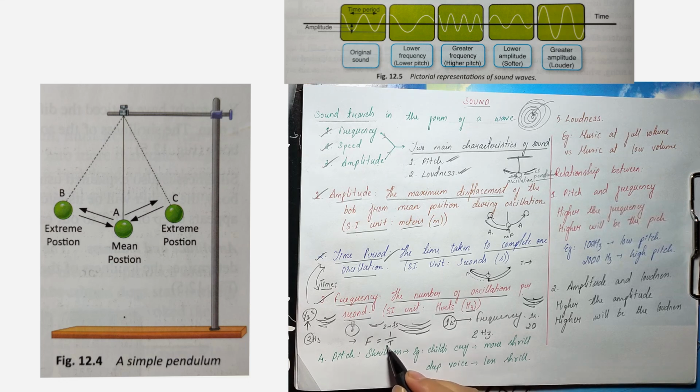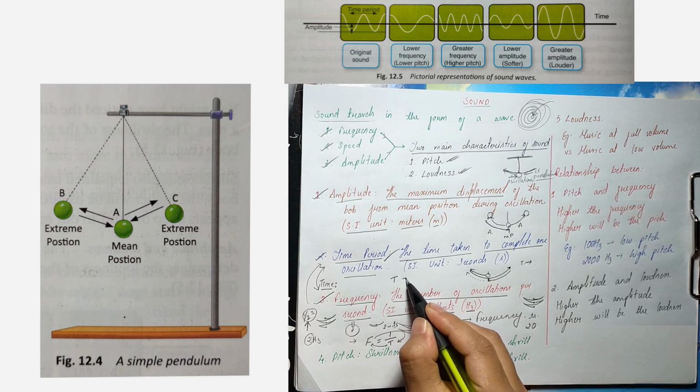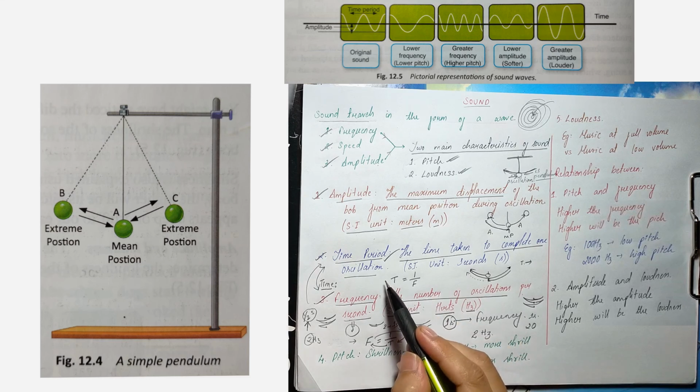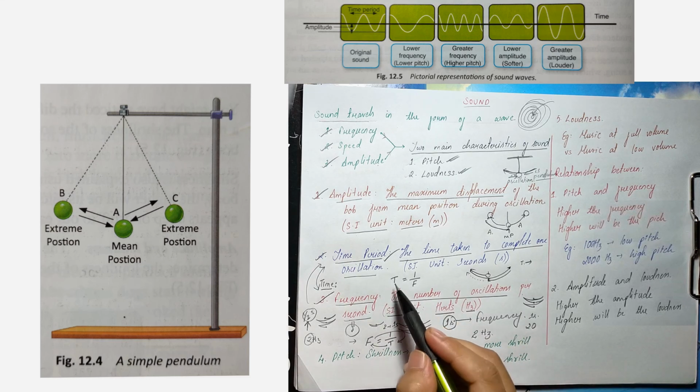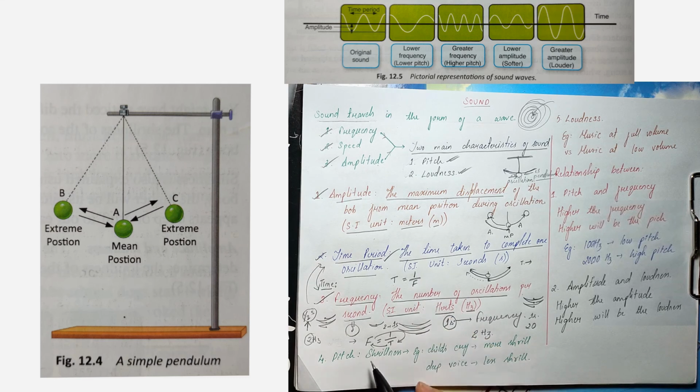Now if you shift T here and shift F here, then we get T is equal to 1 by F. This is the relationship between time period and frequency. Time period is equal to the reciprocal of frequency, or 1 by F. Frequency is equal to the reciprocal of time period, or 1 by T.